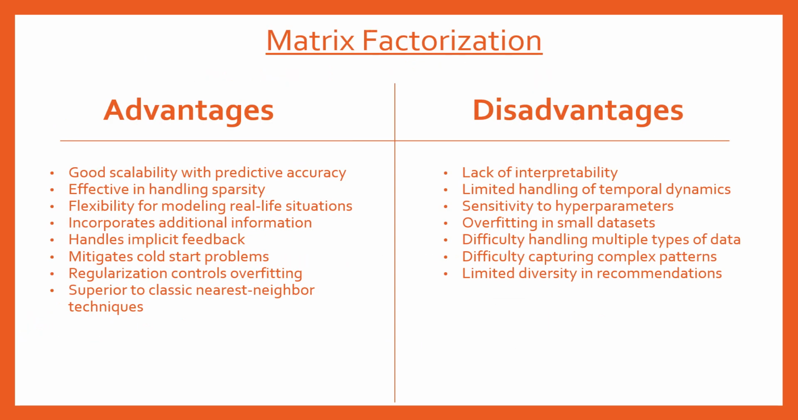The advantages to using matrix factorization techniques in recommender systems are that they have good scalability with predictive accuracy, they're effective in handling sparsity, and they have flexibility for modeling various real-life situations by incorporating additional information such as implicit feedback, temporal effects, and confidence levels. They can also mitigate the cold start problem and often incorporate regularization terms to control overfitting. These make them superior to classic nearest neighbors techniques for producing product recommendations.